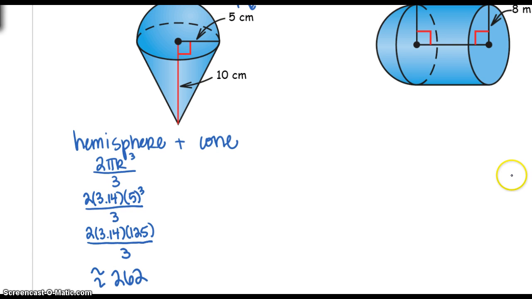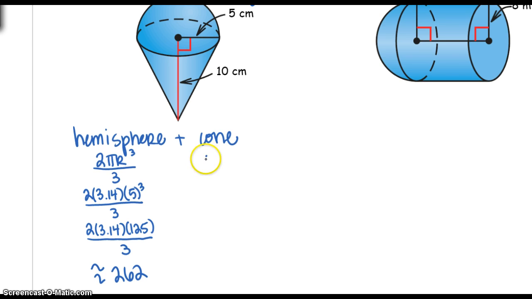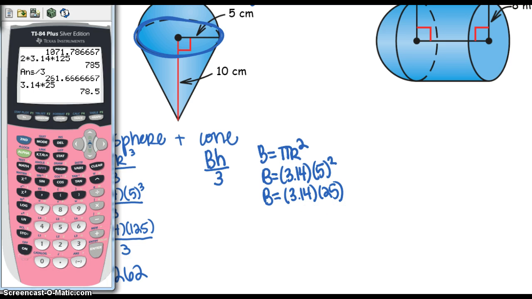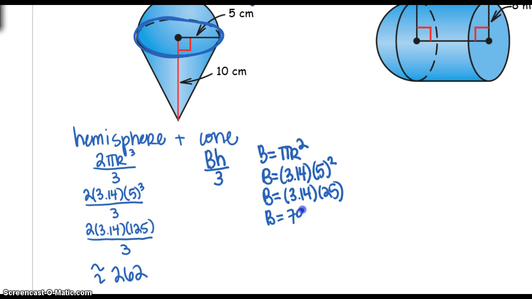Do you remember the formula for the volume of a cone? It's area of the base times the height, but since it comes to a point, we divide it by 3. So the first thing we're going to have to find is the area of our base. And our base is a circle, so it's pi r squared. So the area of our base would be 3.14 times the radius squared, so 5 squared. 5 squared is 25, so the base would be 3.14 times 25. And if we work that out on the calculator, we end up getting 78.5, which will round to 79. So our base then will be 79.